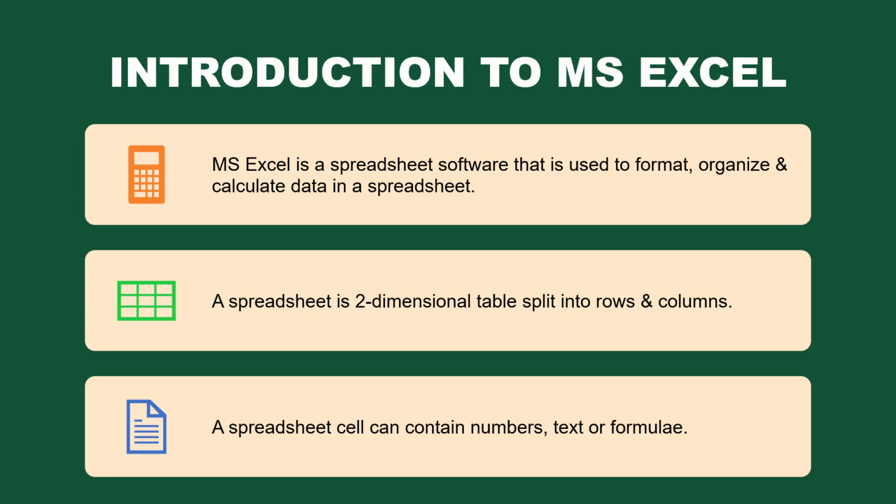So, what exactly is a spreadsheet? A spreadsheet is a 2D table which is split into rows and columns. And a spreadsheet cell can contain numbers, text, or formulae.